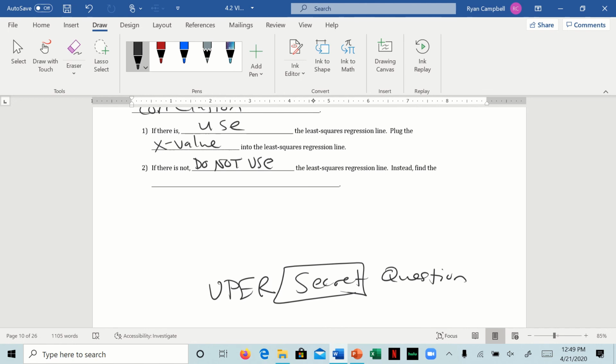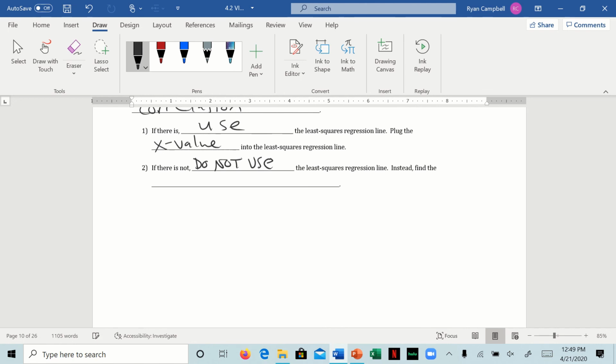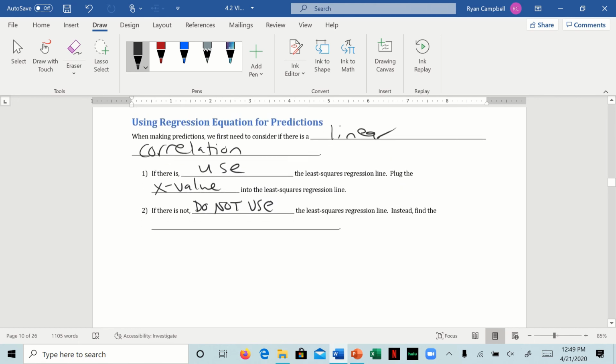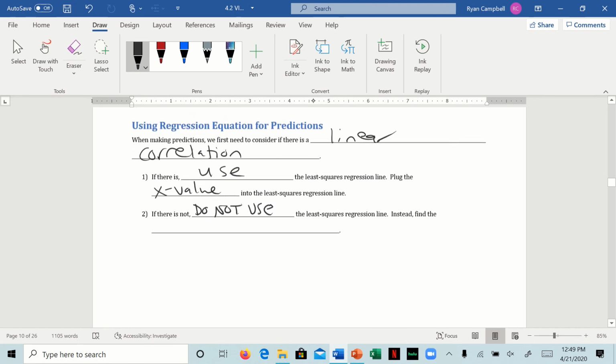So this is an easy one to forget because most people, when it says predict, automatically just say, oh, I'm just going to plug it in. But that's only half of the time. If it's not linear, you can't plug it in. So what happens if it isn't linear and you have to guess something? Well, a good thing to guess is probably the mean, the average.